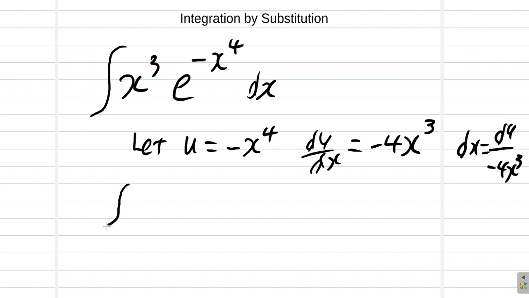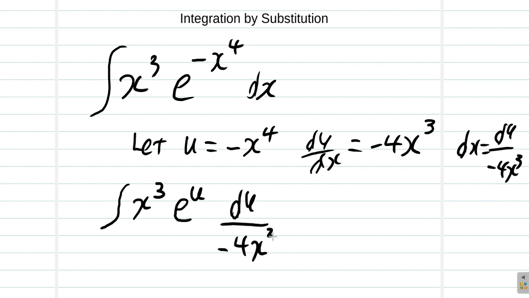What you have now is the integral of x cubed, let me rewrite that, integral of x cubed e to the u, alright, u is negative x to the 4. So it's e to the u dx. But instead of writing dx, because we are substituting, we want everything in terms of u, a function of u du. So we change dx to du divided by negative 4x cubed.